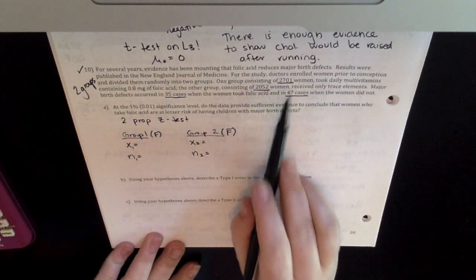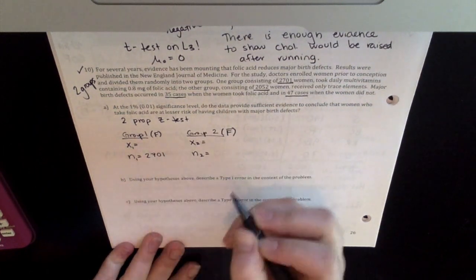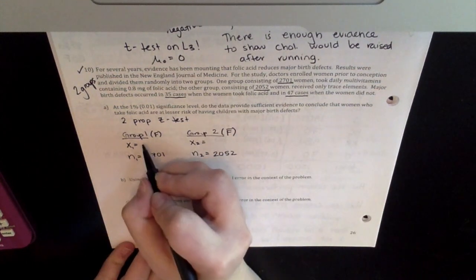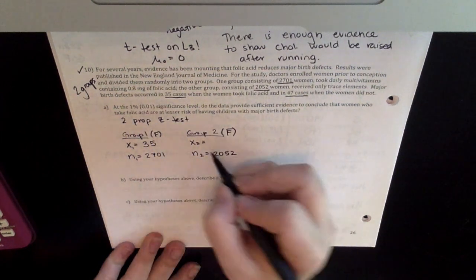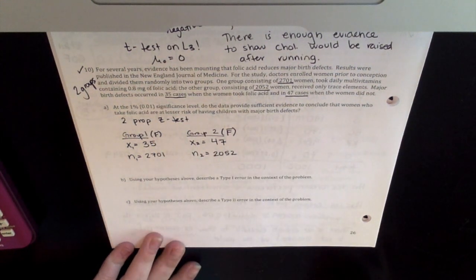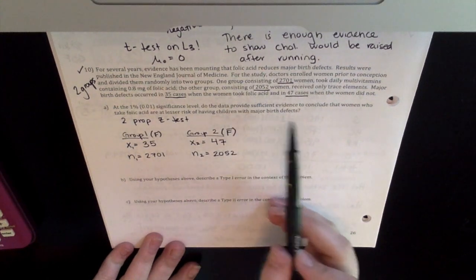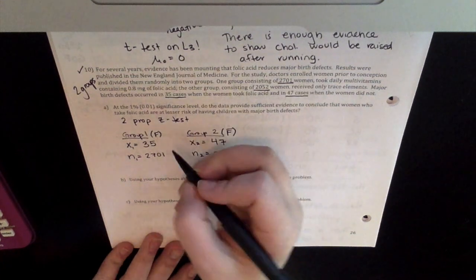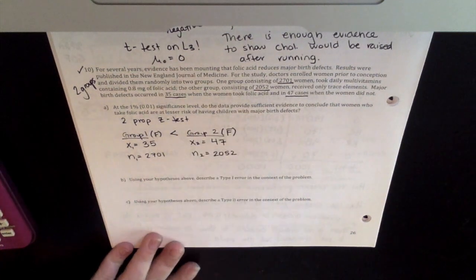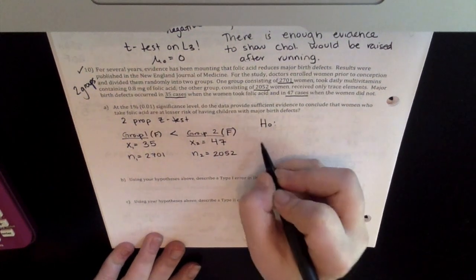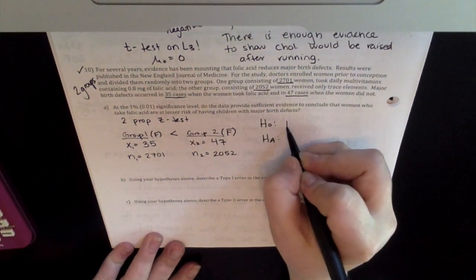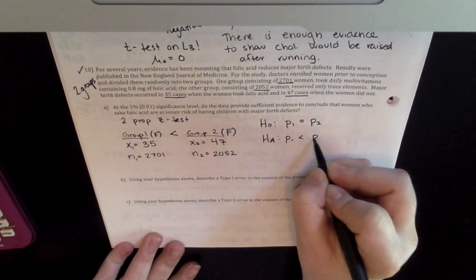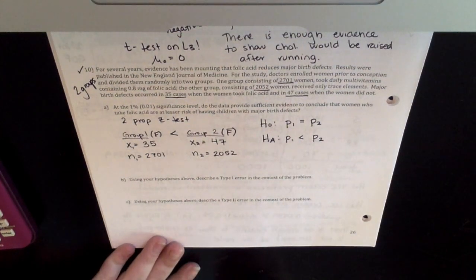2,701 women took the drug while 2,052 did not, only had trace elements. We only had 35 cases in the group that did and 47 in the group that didn't. Do data provide evidence to conclude women who take folic acid are at a lesser risk? So we believe that group 1 is actually lower than group 2. So let's write that out in terms of hypotheses. We assume the two groups are equal, but if folic acid really does help, then its proportion will be lower.